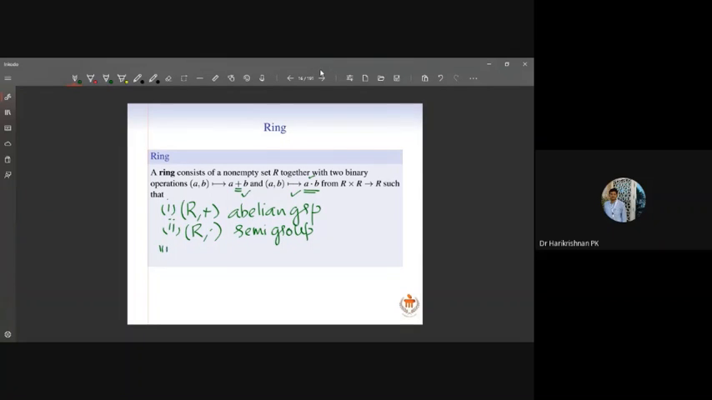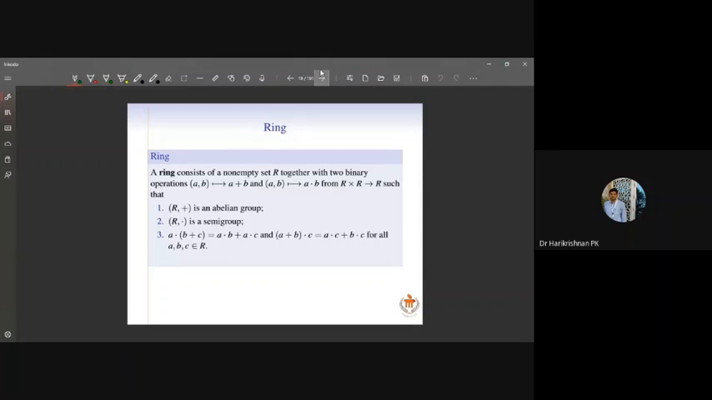And the third one is multiplication should be distributive over addition. That means you take any three elements A, B, C in R, A into B plus C is equal to A into B plus A into C, and the other way. So if these conditions are satisfied, that is R plus is an abelian group, R dot is a semi-group, and both the distributivity properties hold, then we can tell the new algebraic structure, that is R together with addition and dot, is a ring.